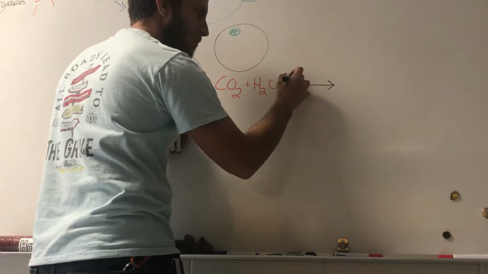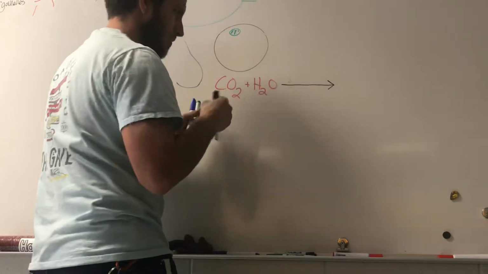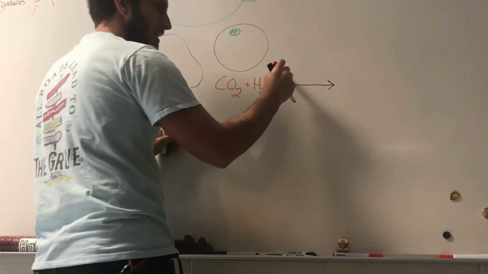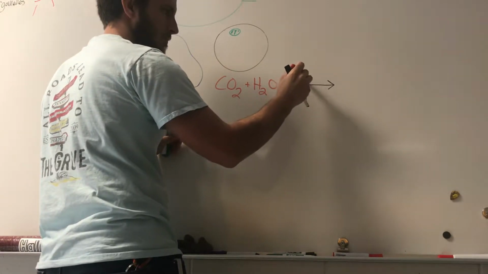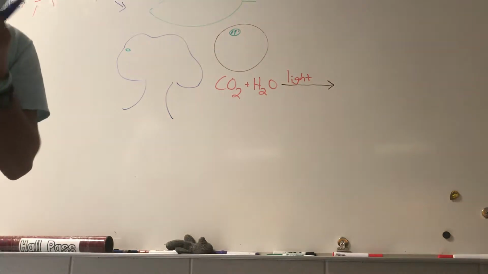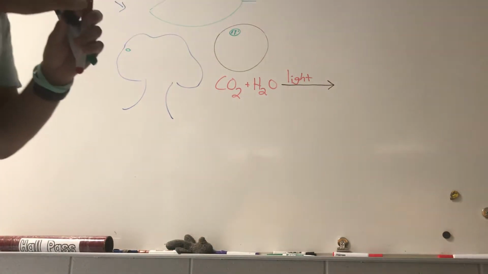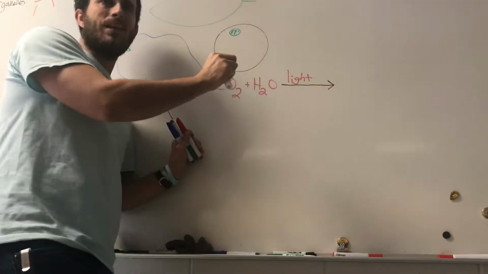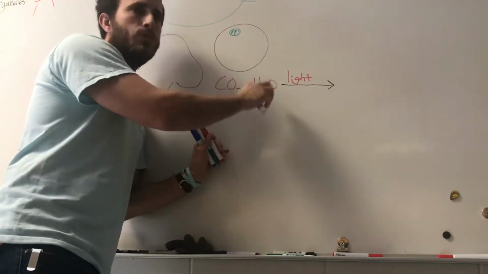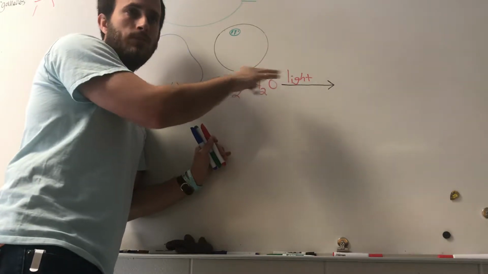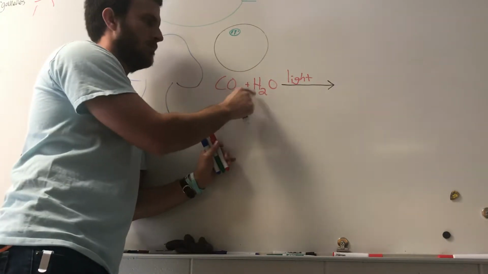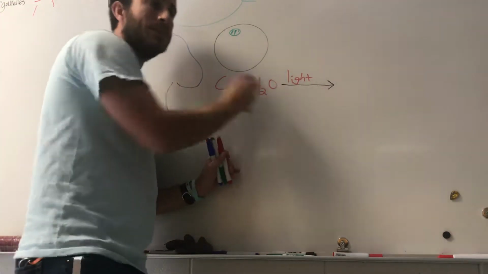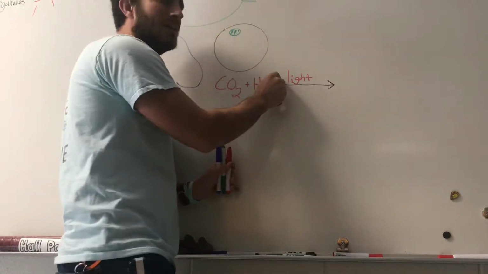All right, now I'm going to add something else. I'm going to add what you guys said a second ago. I'm going to do it in red. What am I going to write? What else is coming into this cell? Sunlight. So CO2 plus H2O in the presence of light. That's what I want you to say. Say it. CO2 plus H2O in the presence of light. What does this arrow say? Yield. So it's CO2 plus H2O in the presence of sunlight yields.